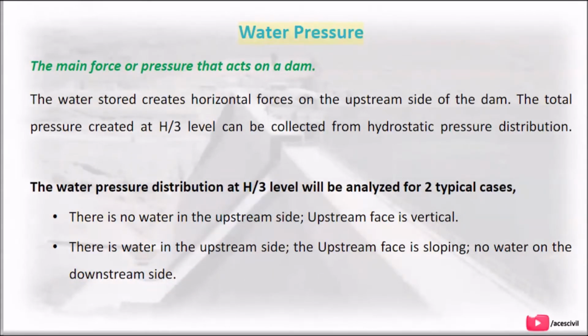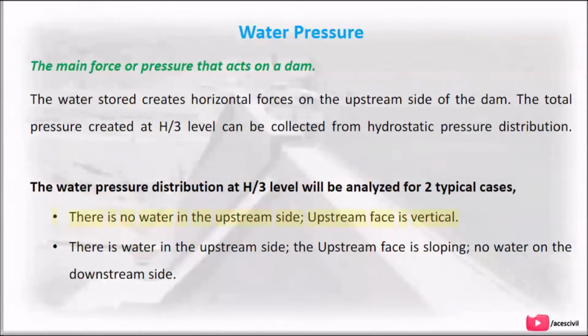Water pressure. The main force or pressure that acts on a dam. The water stored creates horizontal forces on the upstream side of the dam. The total pressure created at H/3 level can be collected from the hydrostatic pressure distribution. The water pressure distribution at H/3 level will be analyzed for two typical cases.